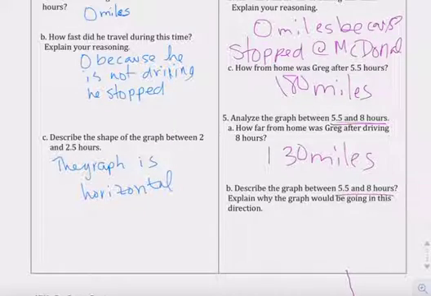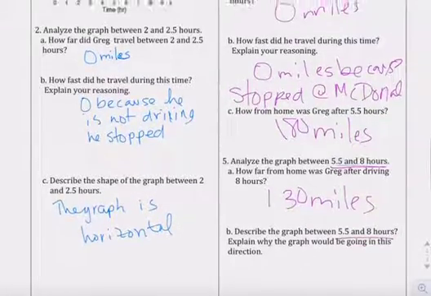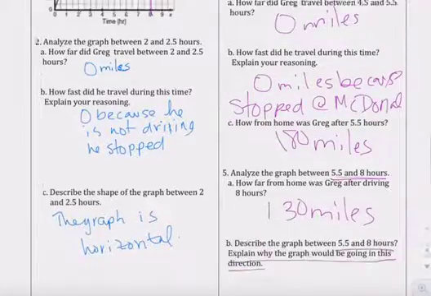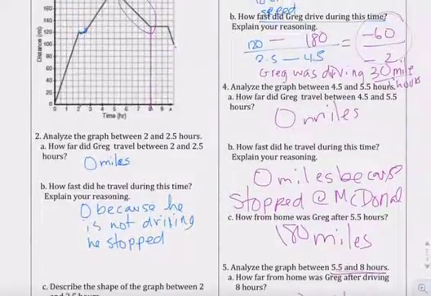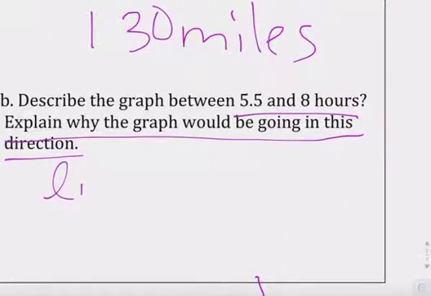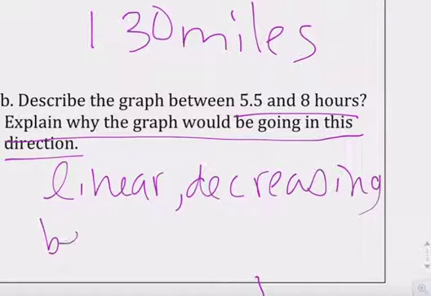Describe that graph. Explain why the graph would be going in this direction. The graph is linear in that section, and decreasing, because he's returning home.